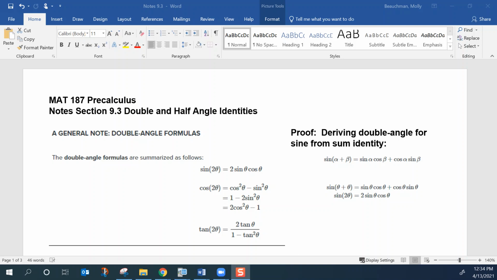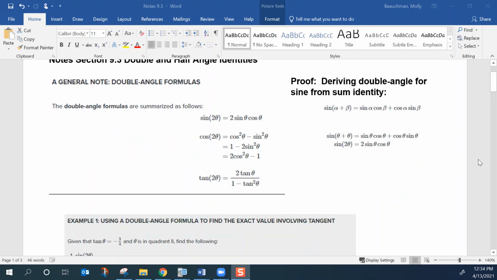In this video, we'll take a look at double and half angle identities. So a general note for double angle formulas. The double angle formulas are as follows. The sine of 2 times an angle is equal to 2 times the sine of an angle times the cosine of that angle. So I included a proof of where that comes from.